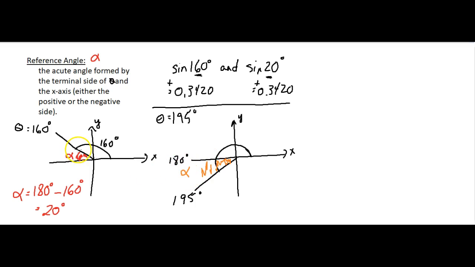How do we figure out that amount, knowing that this side, the terminal side, is at 195 and the x-axis is the 180? So that means that alpha is equal to 195 degrees minus 180 degrees, which is equal to 15 degrees.